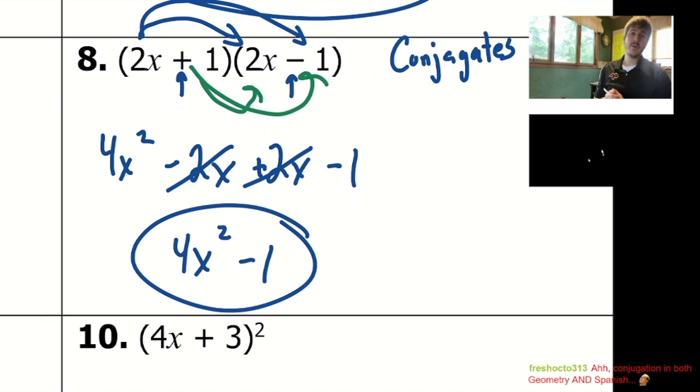And that's what they are. You definitely will see them last year. Conjugation in both geometry and Spanish. Yes, different kind of conjugation though.